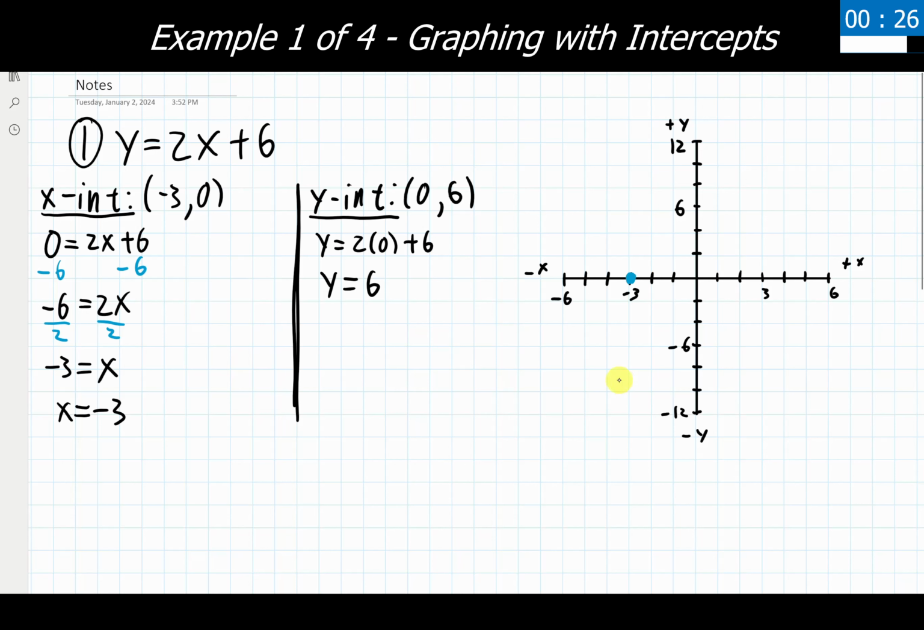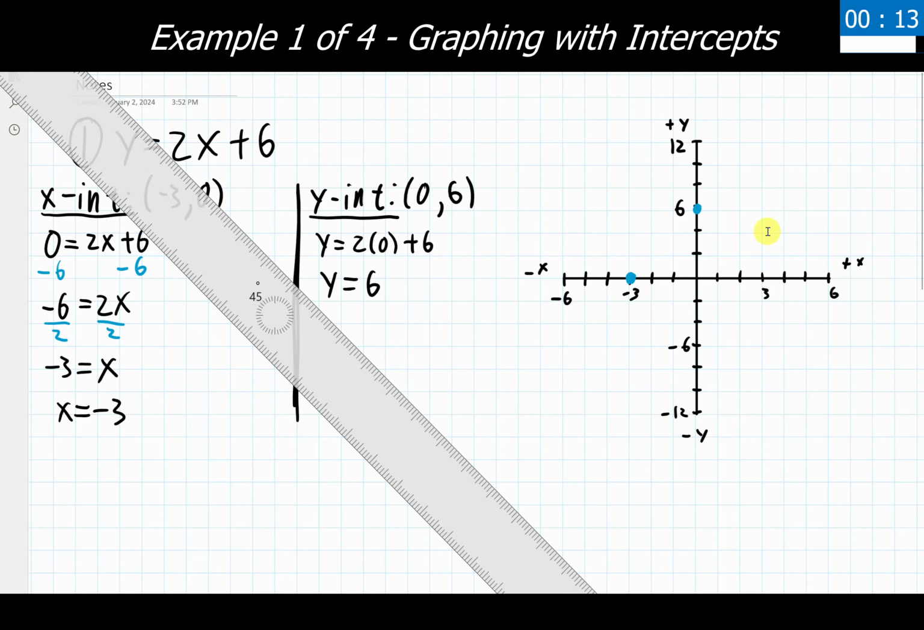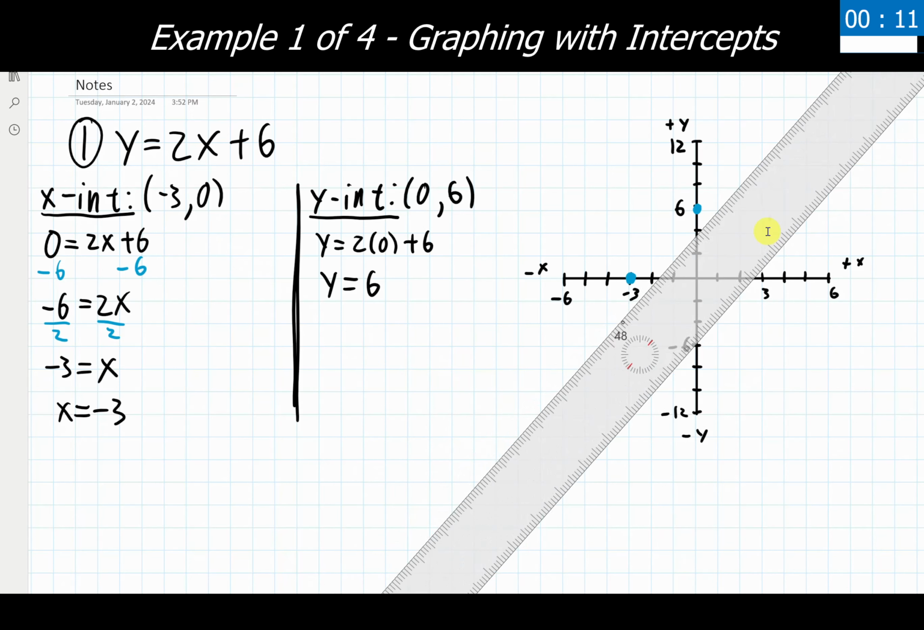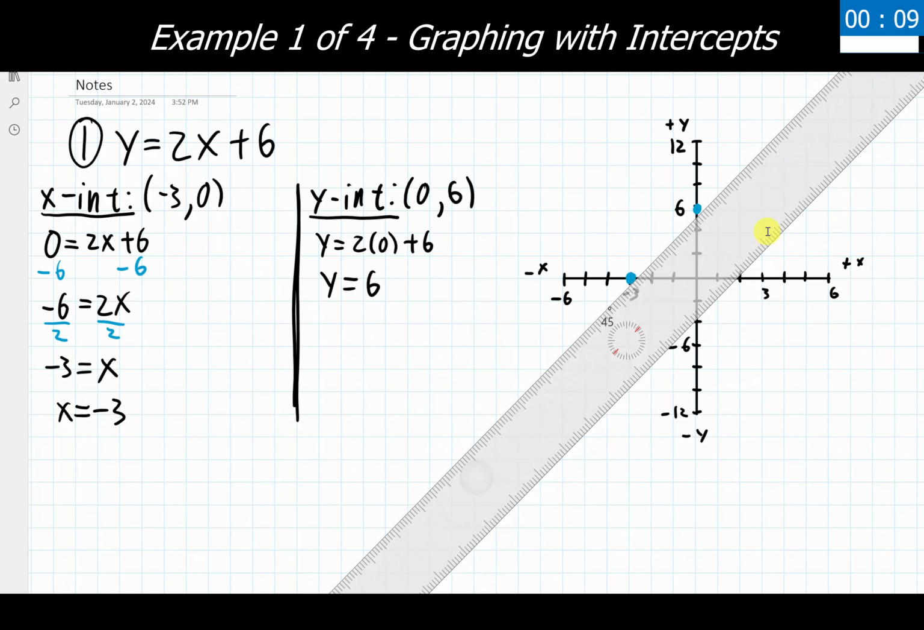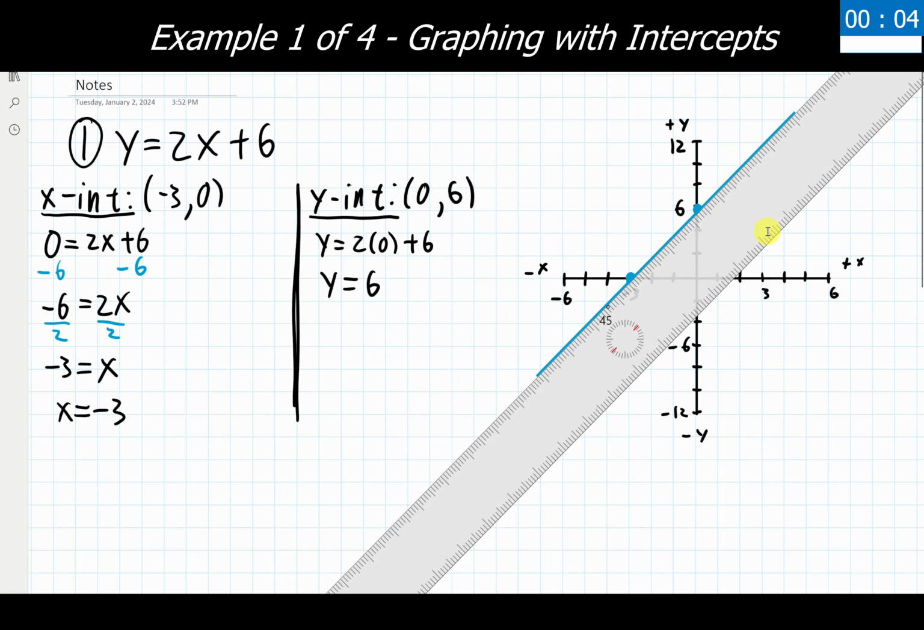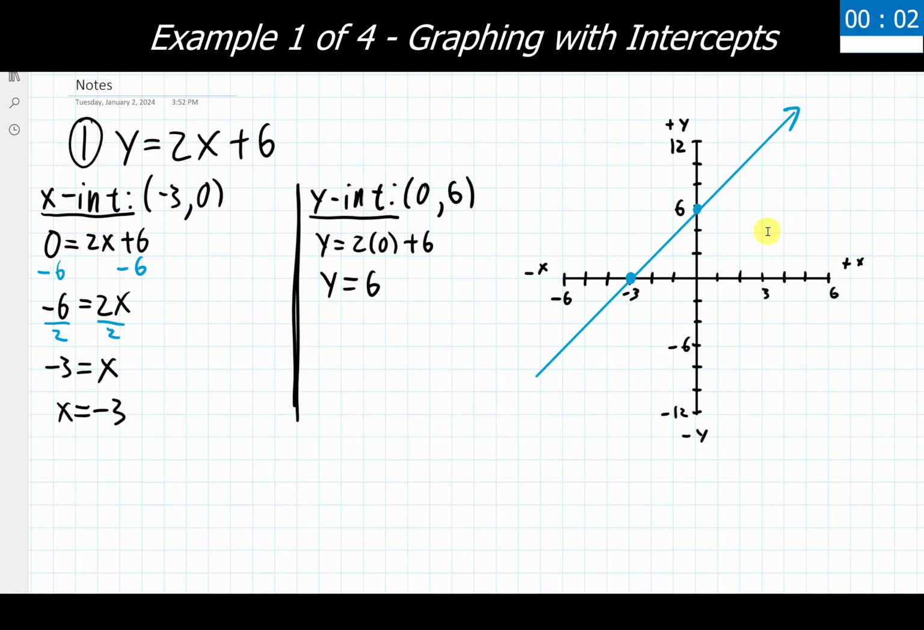And then my next point is at 0, 6. I'm scaling the y-axis by 2s, x-axis by 1, so I go up 2, 4, 6. So I'm going to be right here. And now, if you have a ruler or a straight edge, see if I can make this work somewhat accurately. We can connect these guys together, and there we have our overall graph.